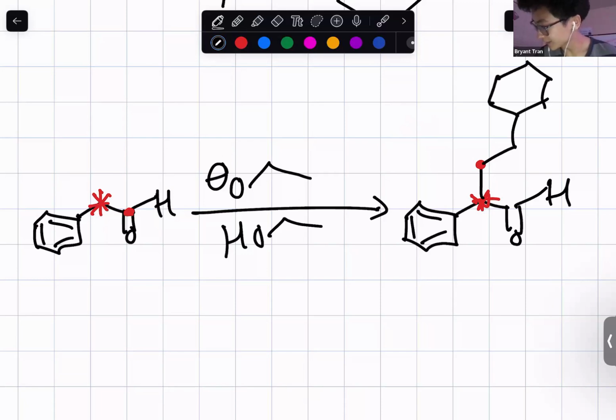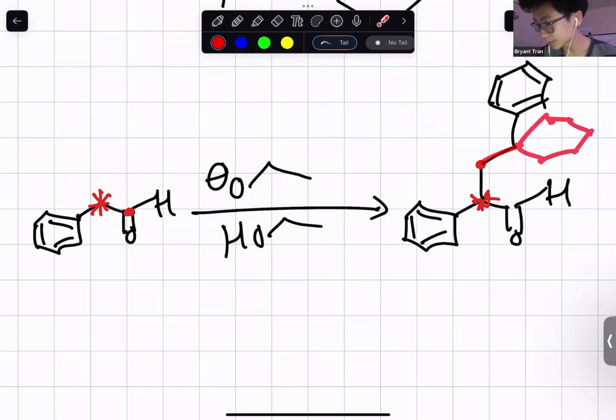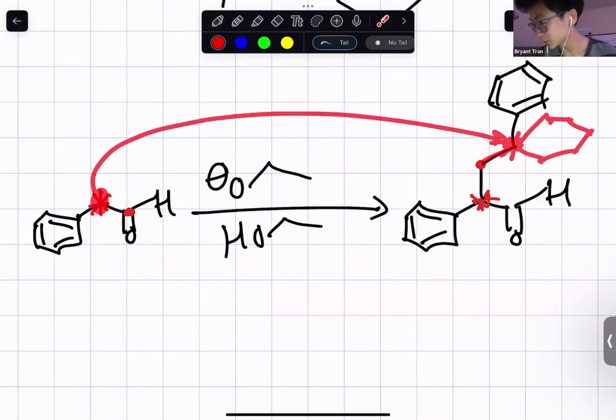A common mistake is that students draw out this ring and they draw the benzene ring from here. That's too early. Right? Because this carbon here is that carbon right there. That starred carbon right there. And that starred carbon is not a benzene ring. It's not part of the benzene ring. It's a CH2.